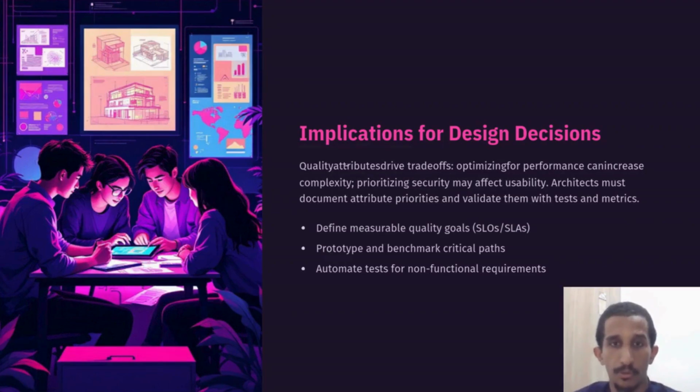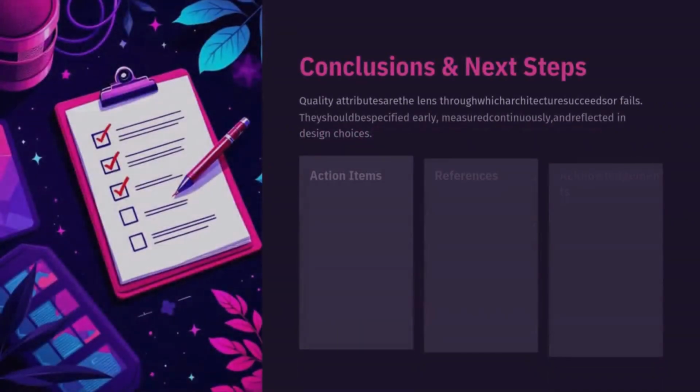It is also important to define measurable goals such as service level objectives or SLOs. Teams should prototype critical components, benchmark performance, and automate non-functional testing. This ensures that quality attributes are not just theoretical, but actually validated in practice. And now let's move to the conclusion.